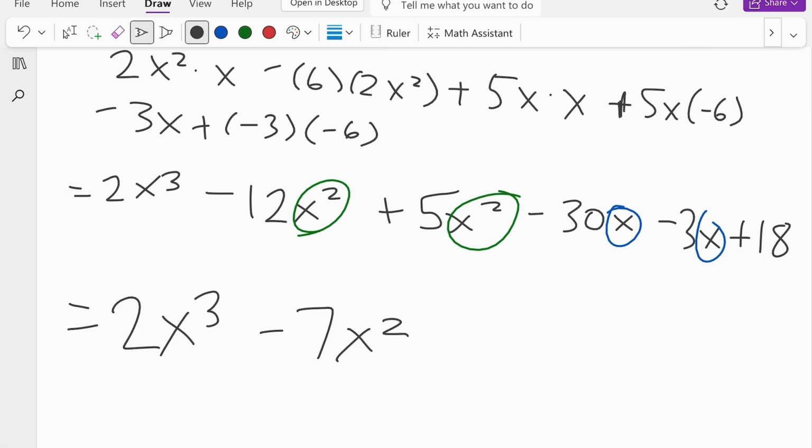And then we're going to have -30x minus 3x, which is just -33x. And finally we add 18. Alright, this is our final answer.